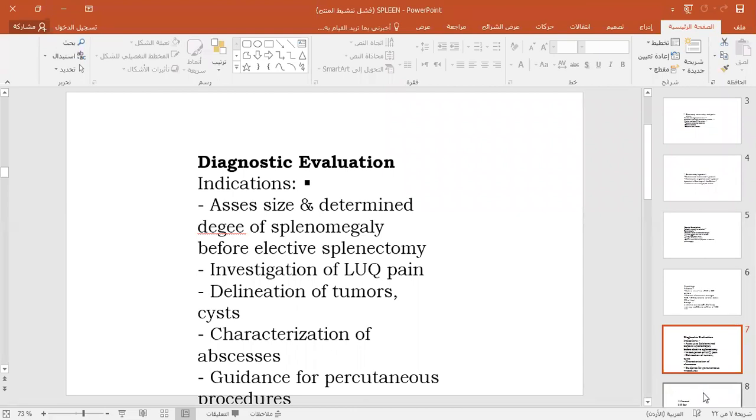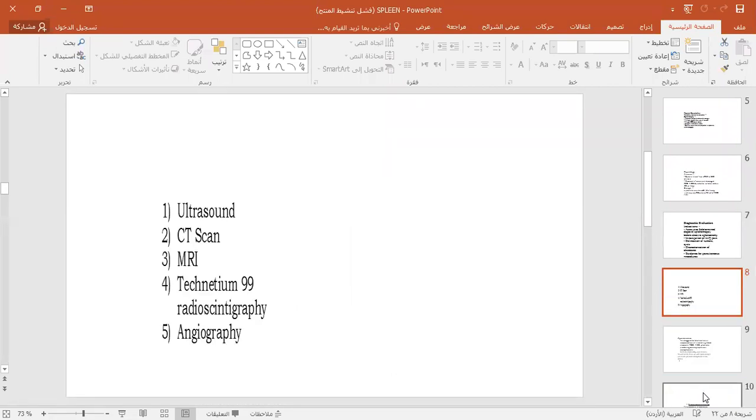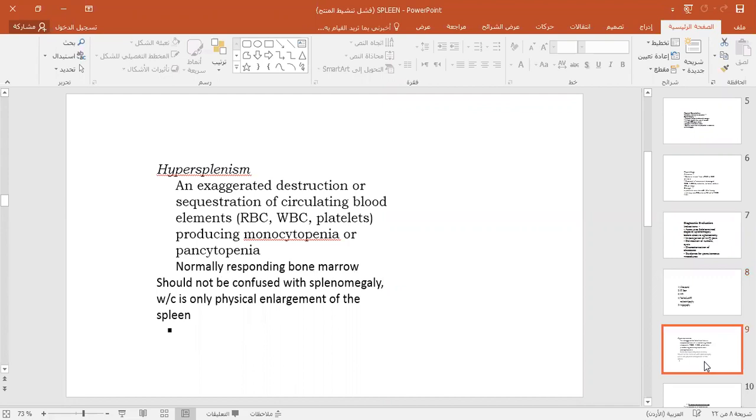These investigations include ultrasound, CT scan, MRI, and isotope scan, technetium-99 radioscintigraphy. And the last one is angiography. What is hypersplenism? Hypersplenism is exaggerated destruction or sequestration of circulating blood elements, RBC, white BC, platelets, producing monocytopenia or pancytopenia.